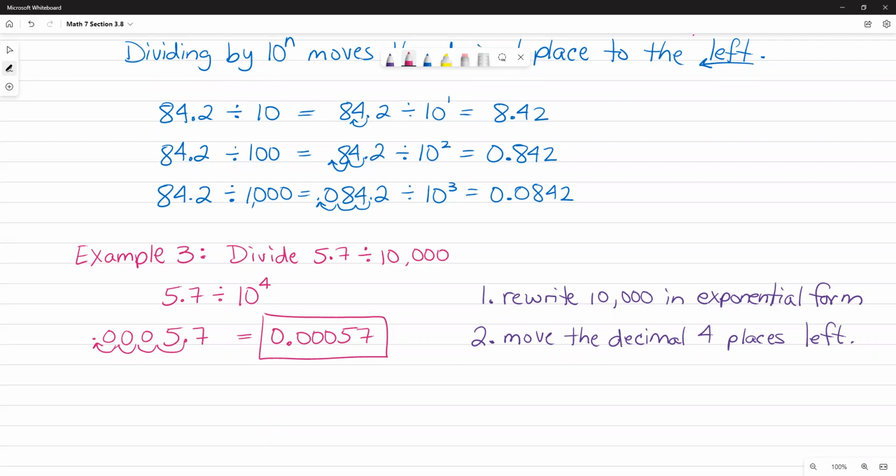So what I want you to do is work on skill check A. If you're watching the video, go ahead and pause it, work on 1 through 6, multiplying or dividing mentally, and let's see what you get.